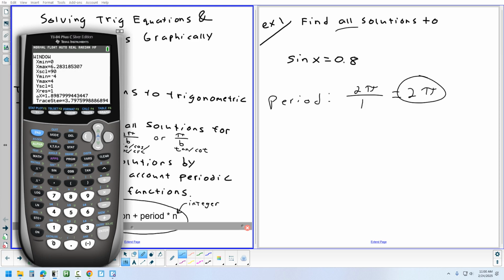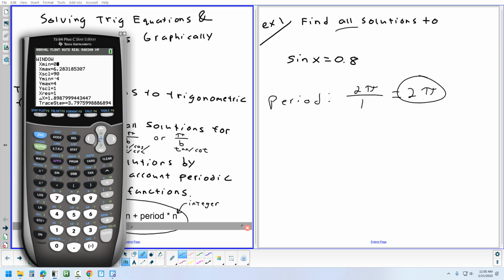How high and low do we need to go? Well, sine only goes from -1 to 1, so we'll have more than enough room with -4 to 4. That's not zoomed out too far that I won't be able to see it, but it's a lot more than I need, but that's okay.